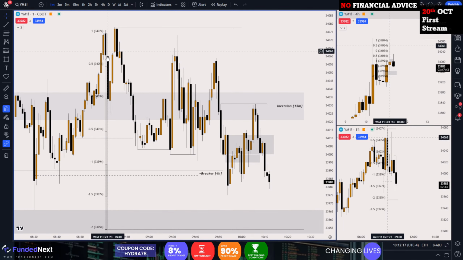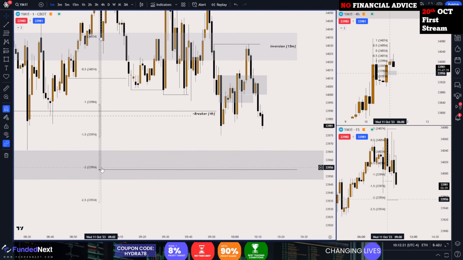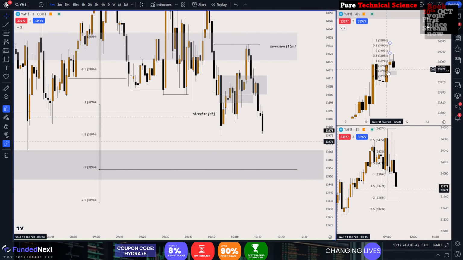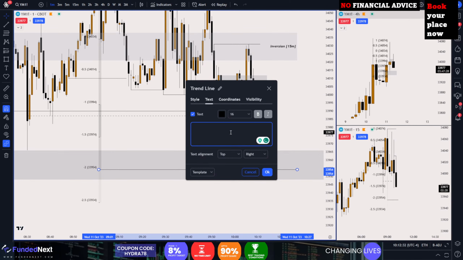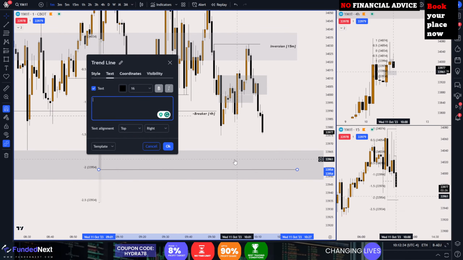I projected the price using standard deviation projection, and the -2 standard deviation, we know that is a very good level for a reversal. It's coming right inside this 4-hour unfilled fair value gap. So I'll be watching this. I'm expecting to see price deliver here.